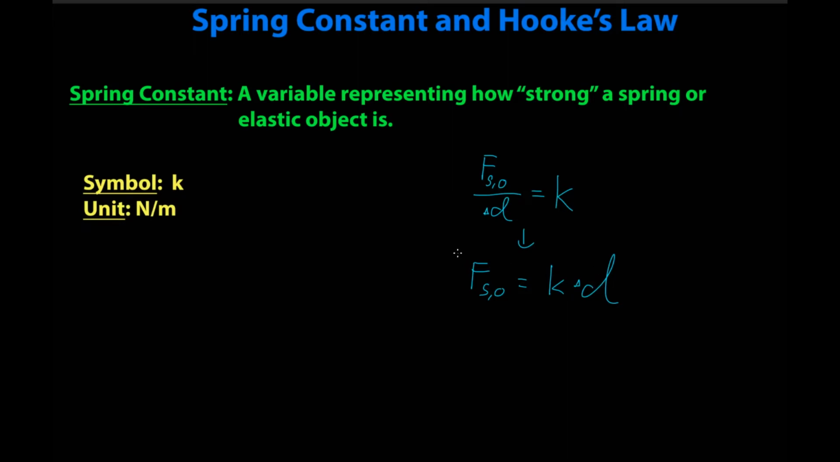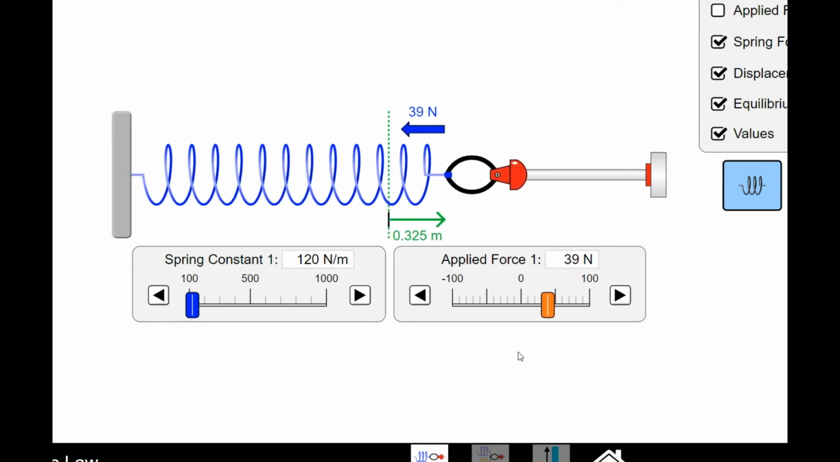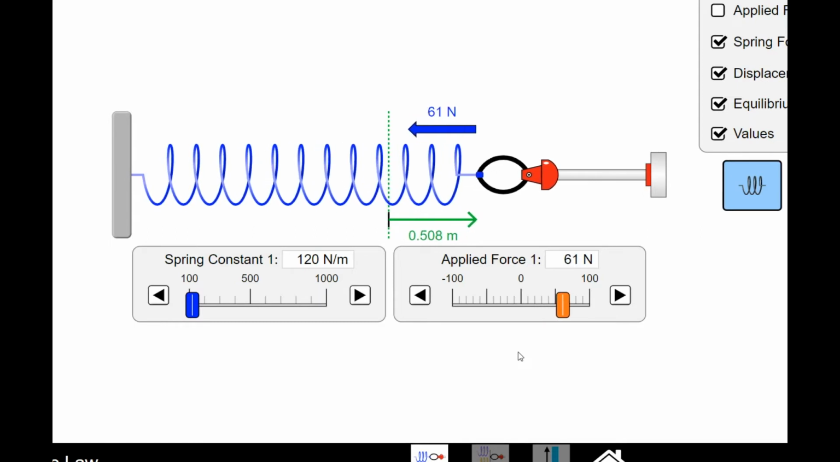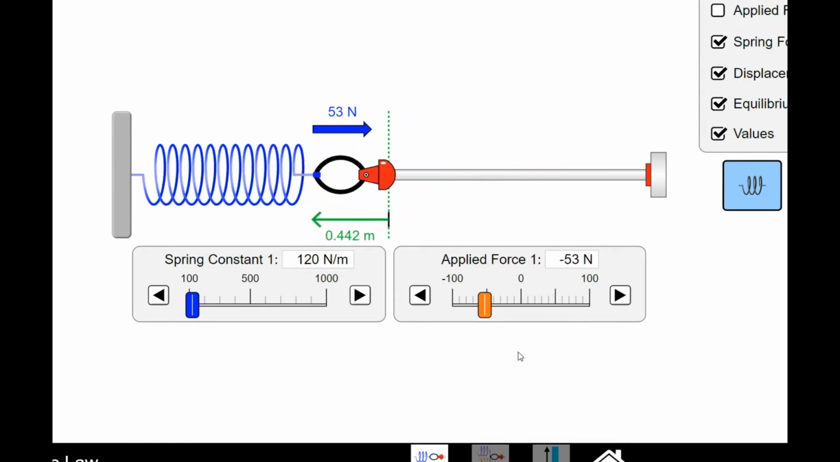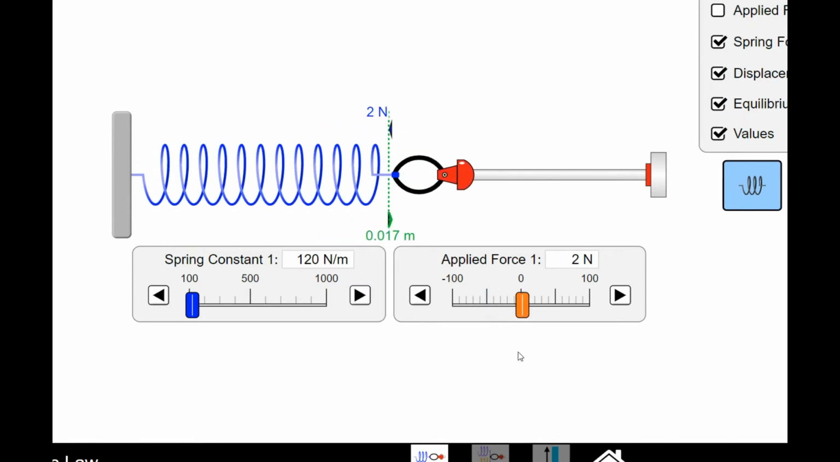Now, there's actually one small problem with this equation, and that is the fact that displacement and force are both vectors. And going back to the simulation here, if the displacement is positive, which means to the right, the green arrow, force of spring on object, is negative, to the left. If the displacement is negative, then force of spring on object is positive.